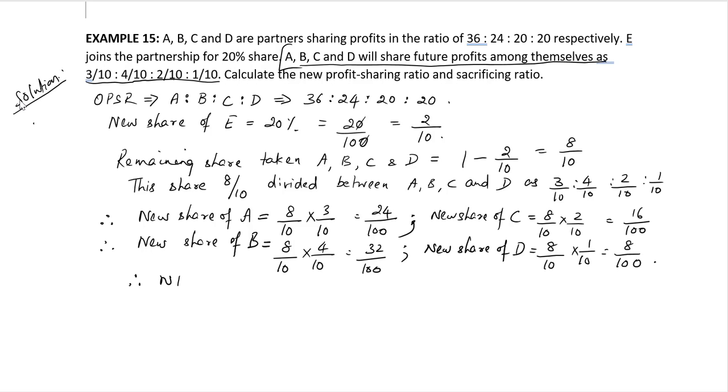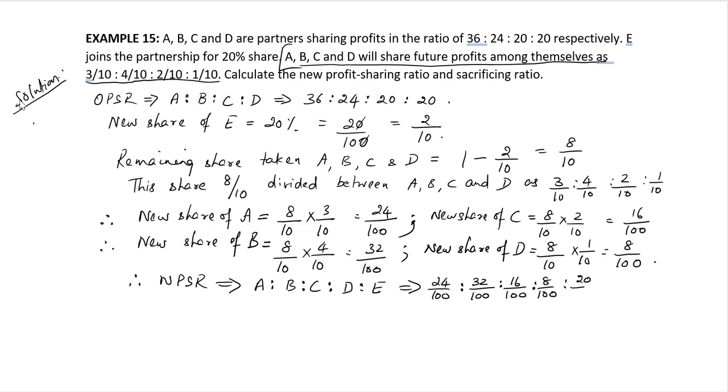Therefore, we get the new profit sharing ratio between A, B, C, D and also E as 24 divided by 100 is to 32 divided by 100 is to 16 divided by 100 is to 8 divided by 100 is to, it says E will get 20%, so 20 divided by 100 for E, which is equal to 24 is to 32 is to 16 is to 8 is to 20, which can be written as 6 is to 8 is to 4 is to 2 is to 5.